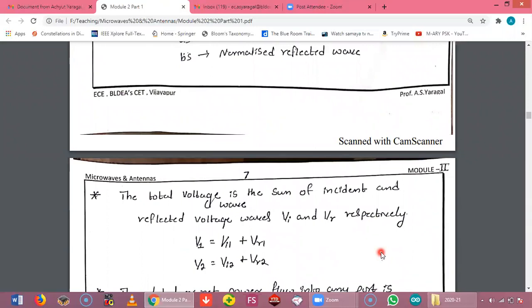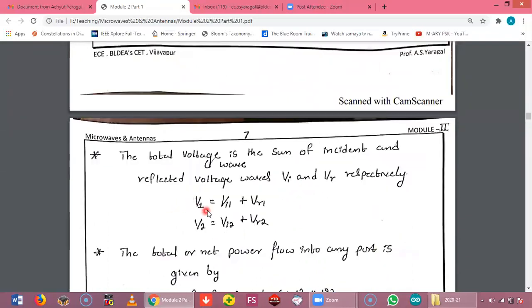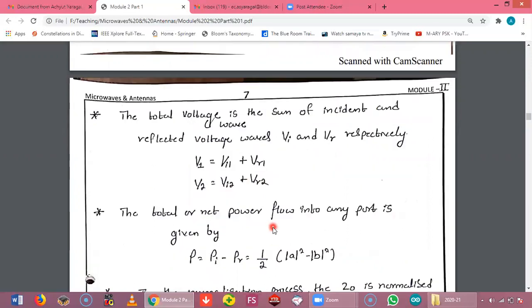Now the total voltage. What is the total voltage? The total voltage is nothing but the sum of the incident and reflected voltages. So the total voltage at port 1 is V_i1 plus V_r1, and the total voltage at port 2 is V_i2 plus V_r2.